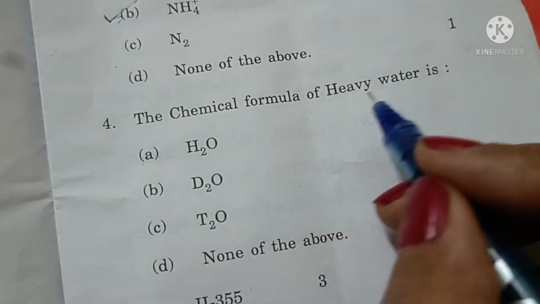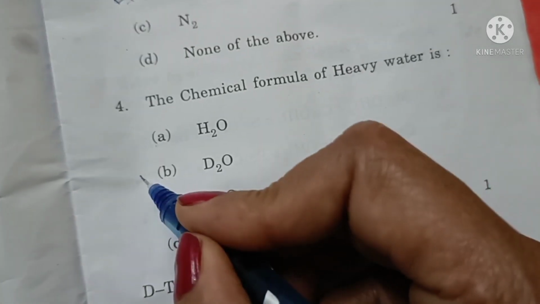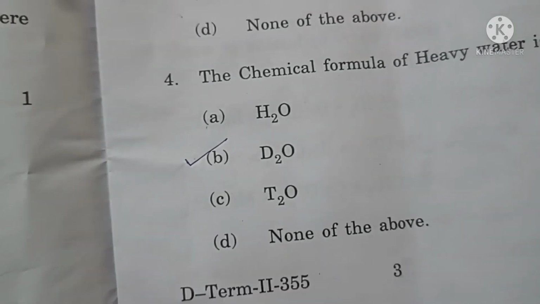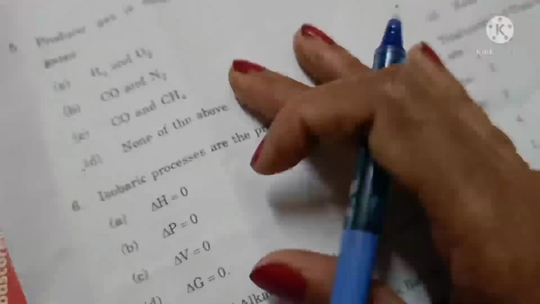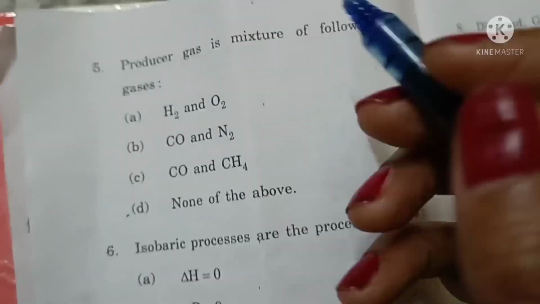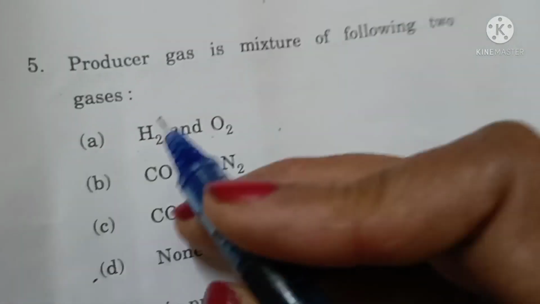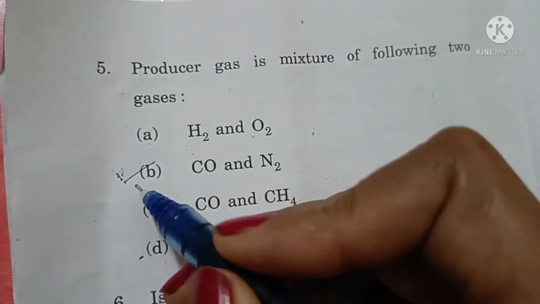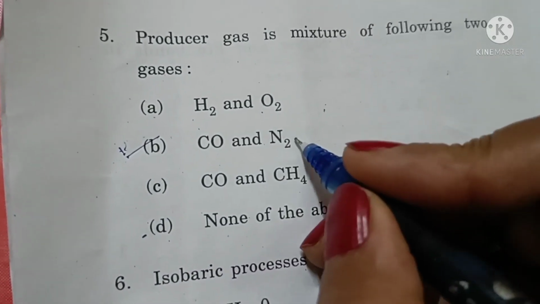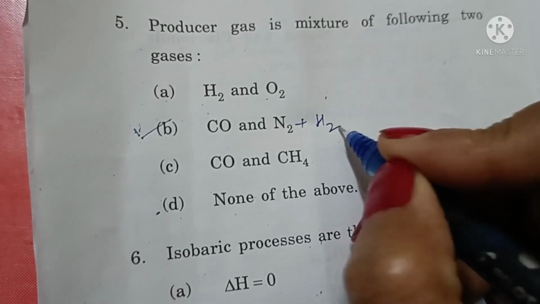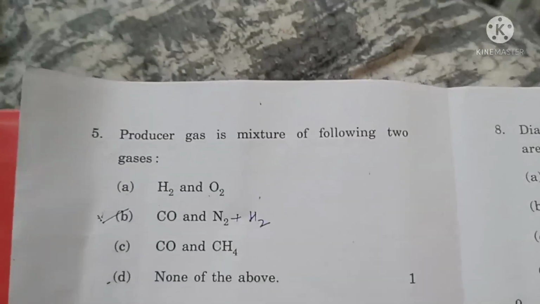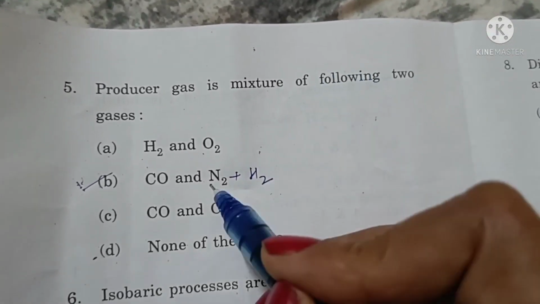The chemical formula of heavy water is D2O. Producer gas is a mixture of the following two gases. So you can take the option carbon monoxide and nitrogen, though we know that hydrogen gas is also present in it. Because they have asked for two gases only, option B is the correct answer.